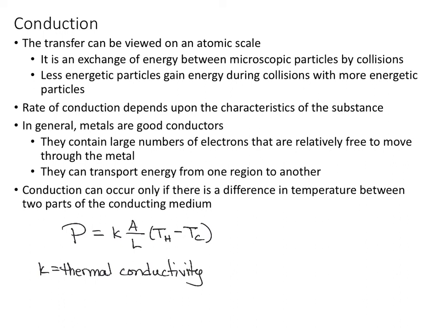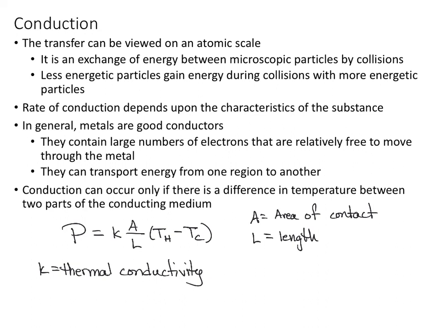A is the area of contact. So, for instance, if I go back to the example of the stick in the fire, the area of contact would be the part of the stick that's in the fire, the area of that part. L is the length of the material. So the length of the stick. And then TH and TC are specifically the hot side temperature and the cold side temperature.